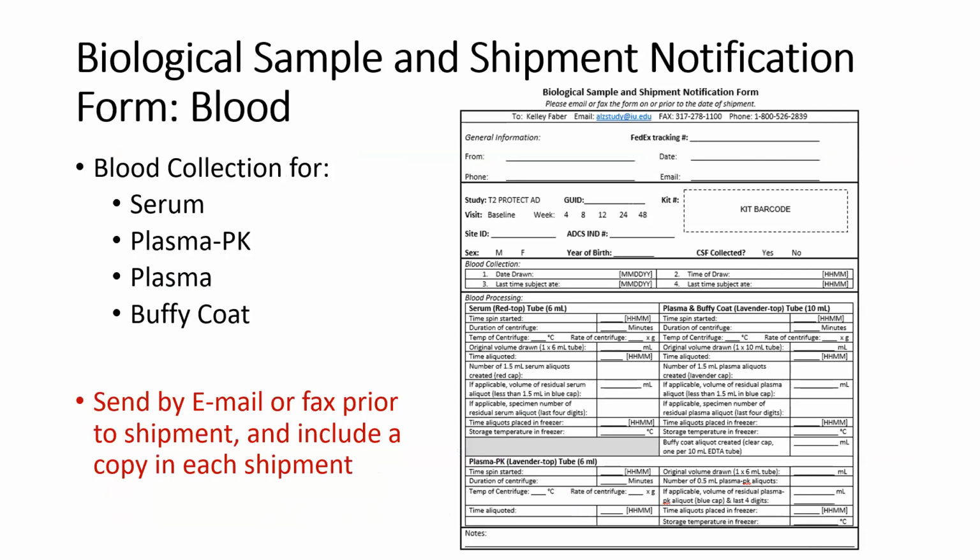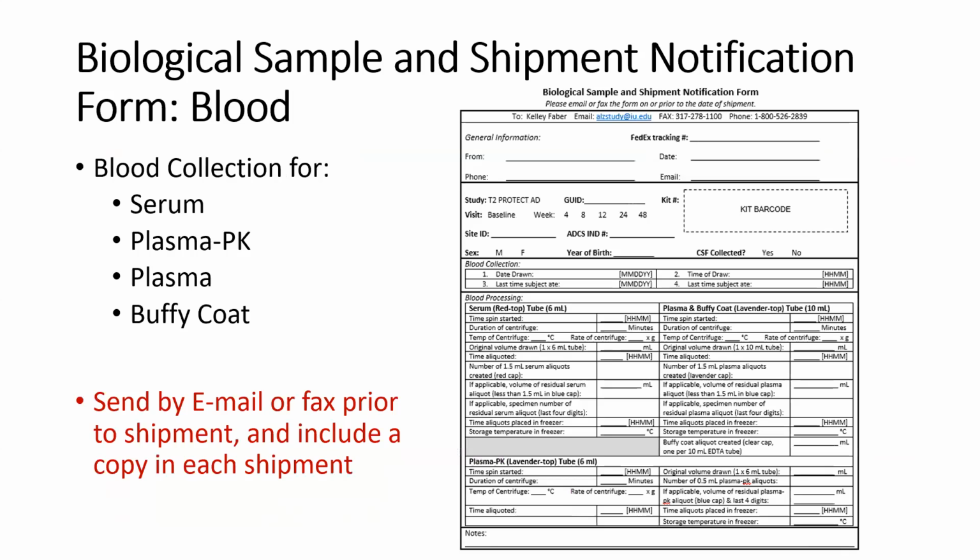So this first form is going over blood collection. This will be for serum, plasma PK, plasma, and buffy coats. In the top portion of this form is just general information, phone number, FedEx tracking number, date. The box below it will be a little bit more in depth, going over the patient information.